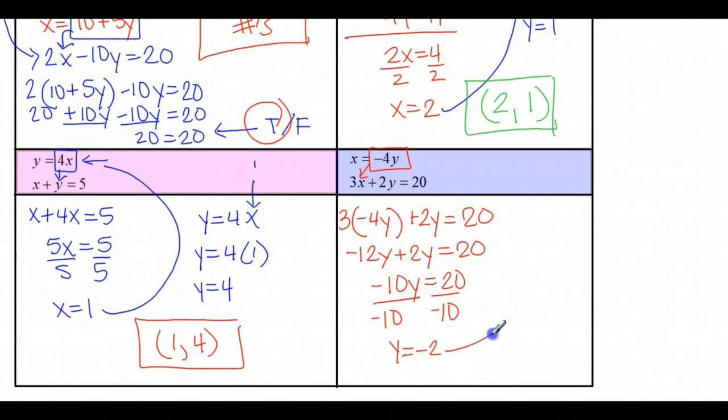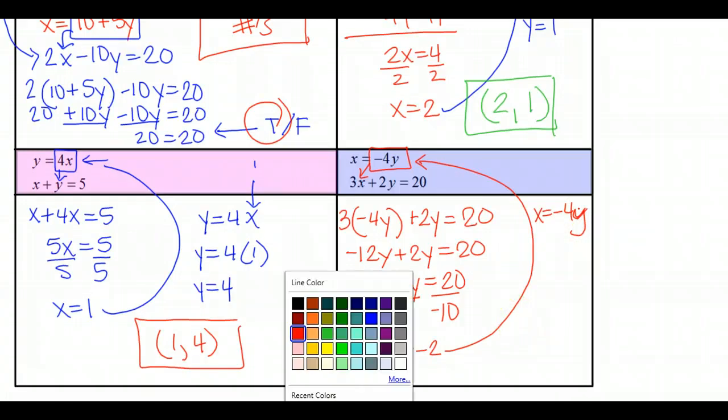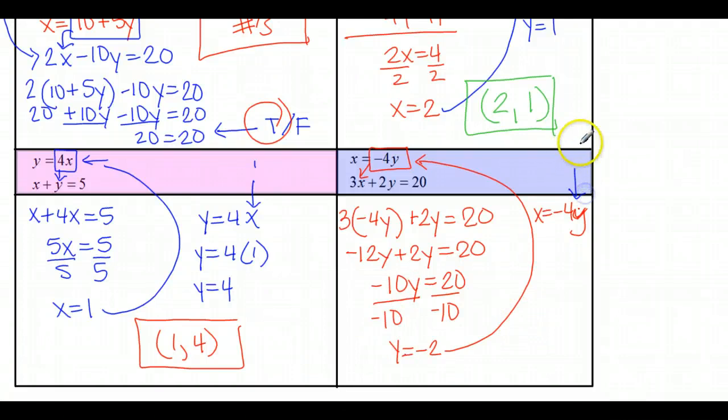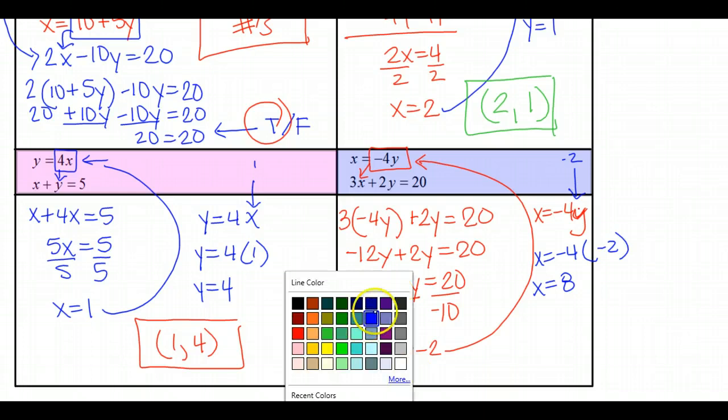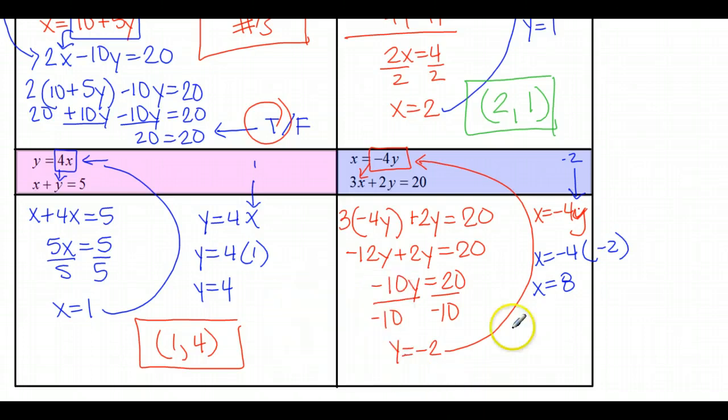All right, now we got to find x. So go back to the equation we started with, which is x equals negative 4y. But we now know that y is negative 2. So we're going to plug that in. x equals negative 4 times negative 2. So we get x equals 8. So the solution to this linear system is 8, negative 2.